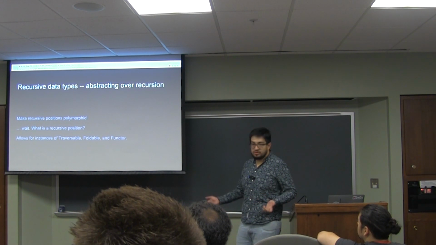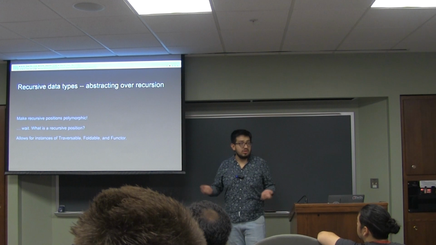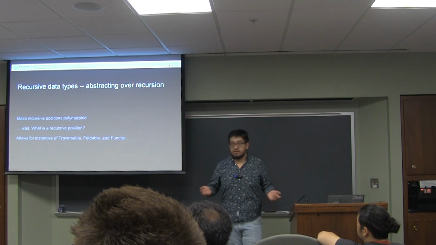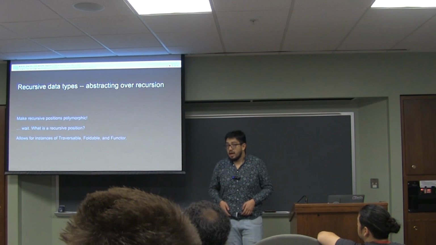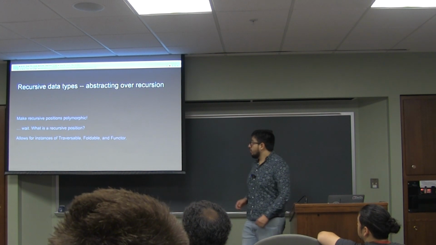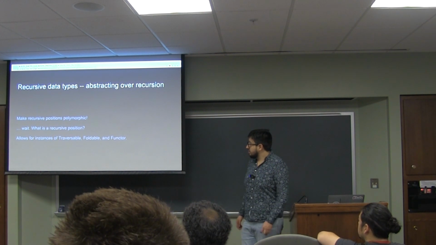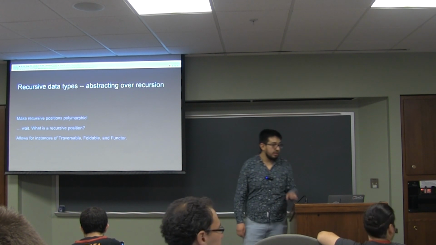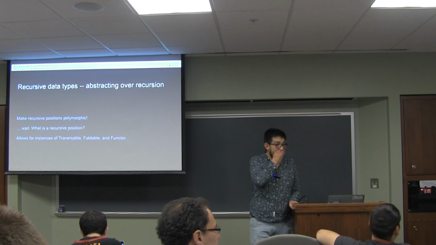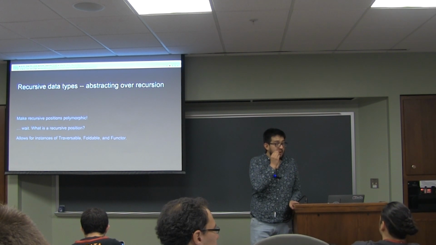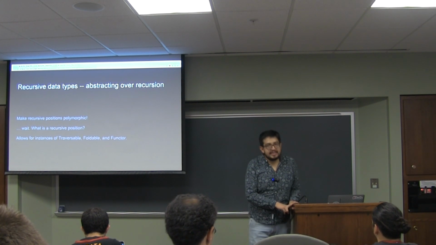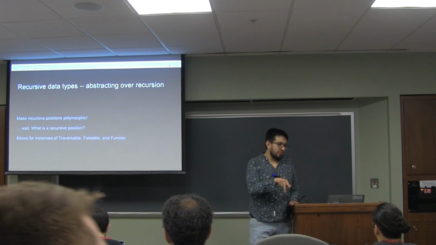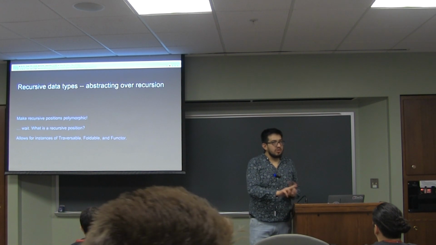So wait, what is a recursive position first? Does anyone know what a recursive position in an AST is? Has someone heard of that? Well, we will talk about it. We will have a lot of examples first. Yeah, go ahead. Is it like a type parameter, like with cofree, for example? Kind of, like passing in the functor to cofree. No, that's not a recursive position.